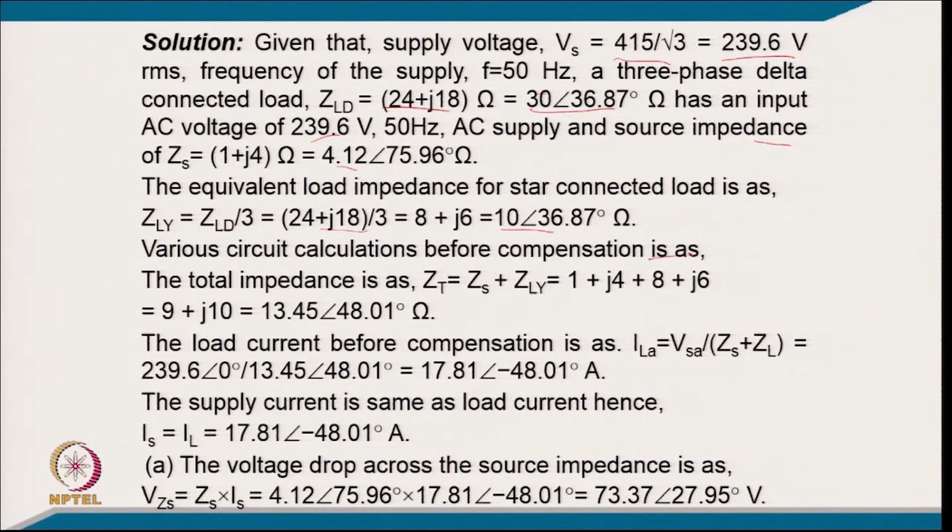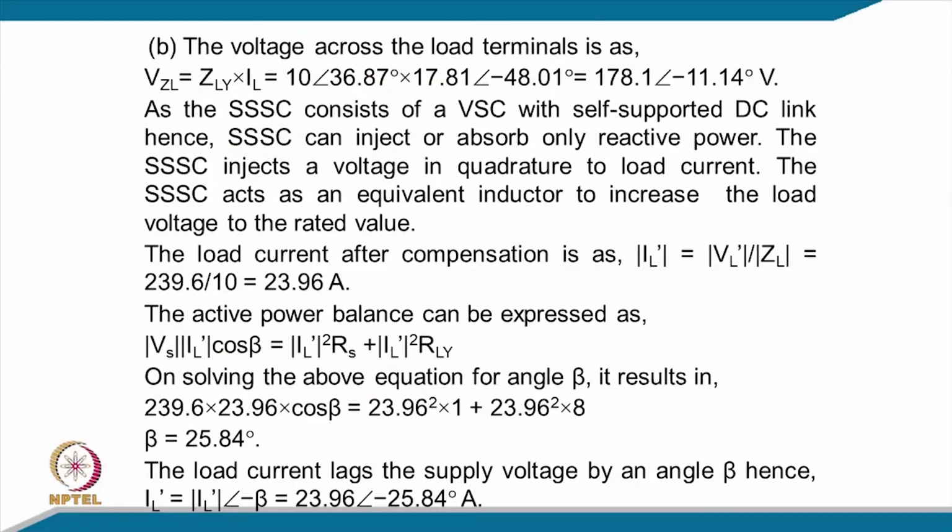Now calculating the various circuit quantities before the compensation. We get the total impedance, that is the source impedance plus the equivalent star impedance per phase. This comes to 13.45 ohm at the angle of 48.01 degree, and the load current before the compensation will be IL equal to VSA divided by ZL plus ZS, and that comes to typically 17.81 ampere at the angle of minus 48.01 degree, and the supply current is the same as the load current. So, that will be the same 17.81 ampere, and the voltage drop across the source impedance will be the source impedance multiplied by the source current, and it comes to 73.37 volt.